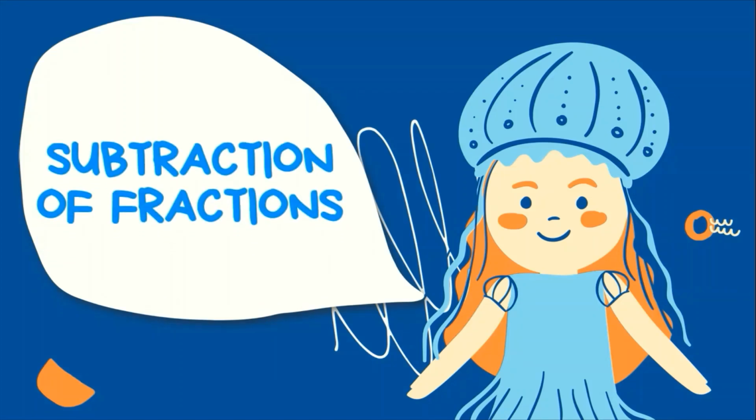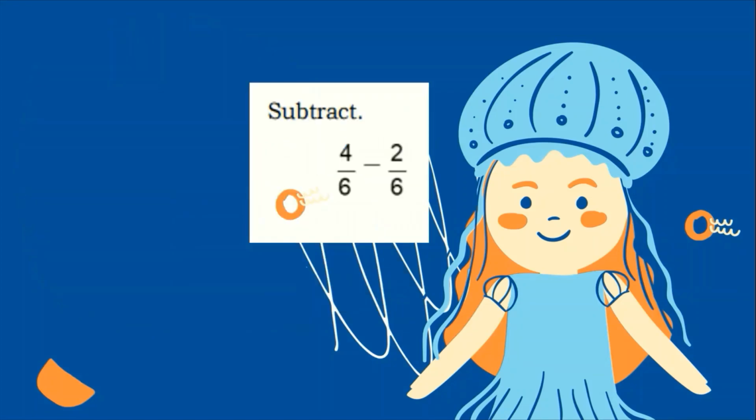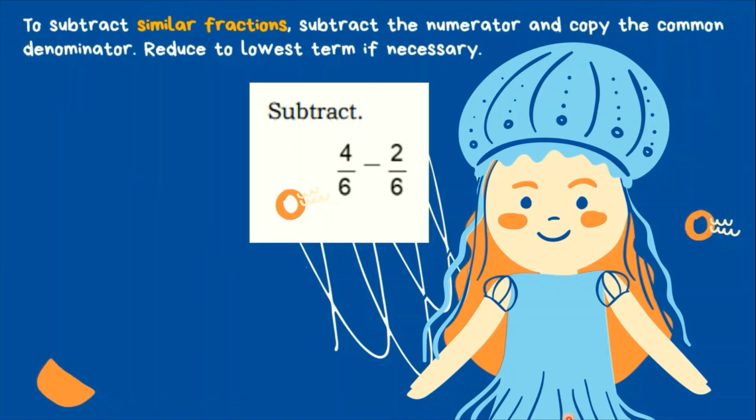Let's now focus on the subtraction of fractions. Ito ang ating example. We have to subtract 4/6 minus 2/6. Mapapansin natin sa kanilang dalawa, common yung kanilang denominators, therefore they are similar fractions. To subtract similar fractions, subtract the numerator and copy the common denominator, then reduce to its lowest term if necessary.